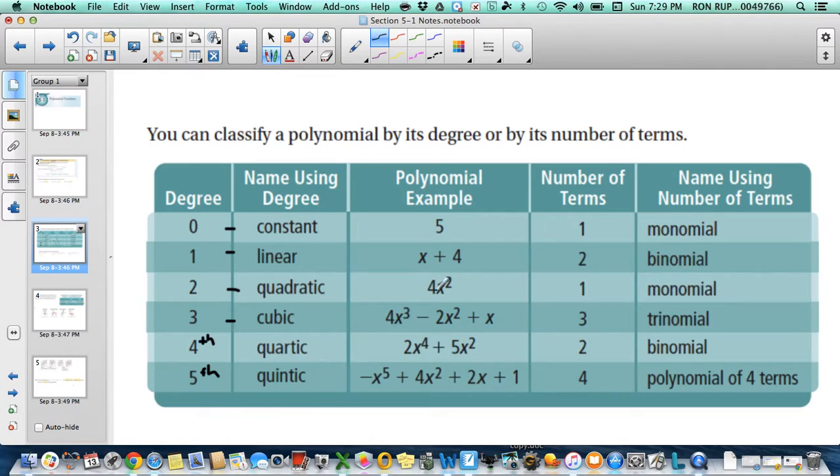100th degree, whatever. And then the number of terms are how many terms are there separated by an operation sign. So you can see there's 1 term, 2 terms, 1 term, 1, 2, 3 terms, 2 terms, and 1, 2, 3, 4 terms. All you need to remember is that 1 term is a monomial, 2 terms is a binomial, 3 terms is a trinomial, and anything after 3 is just called a polynomial. So refresh on that if you need to.